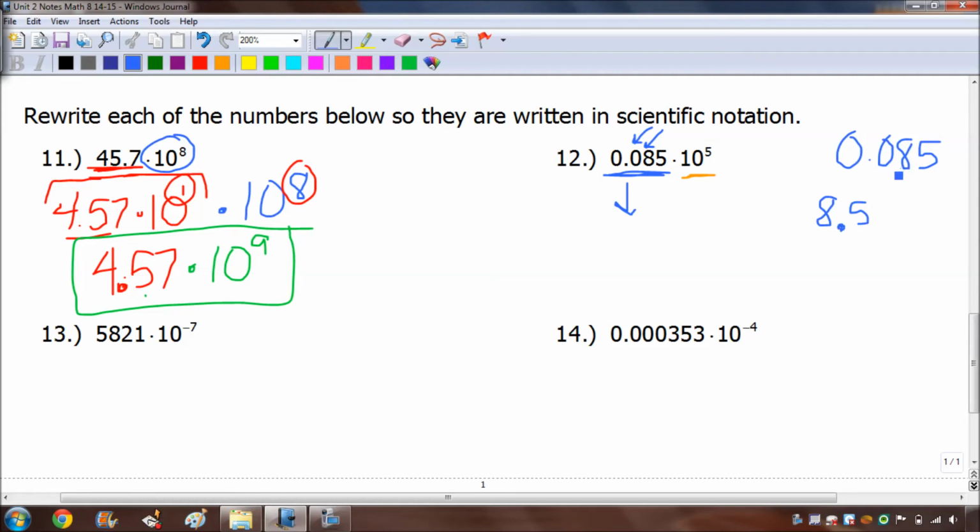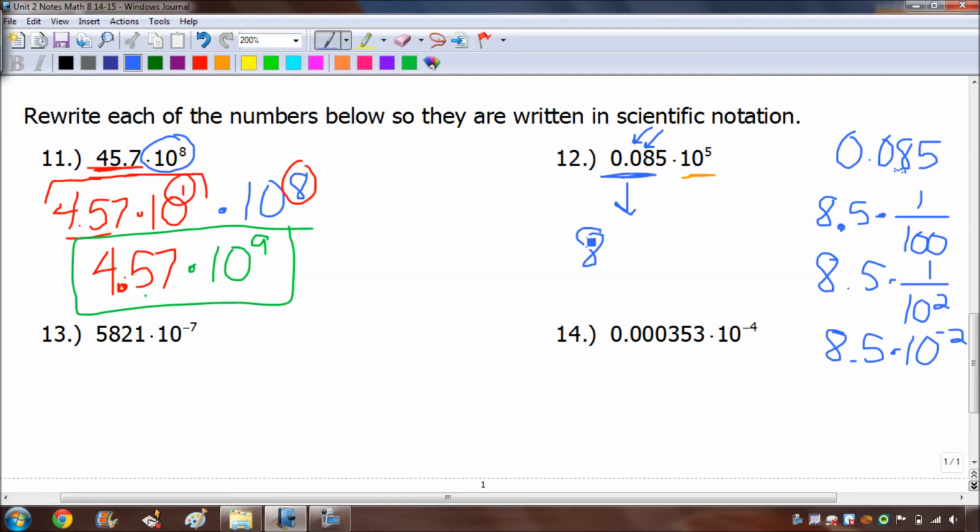Because this is the 100th spot and there's 8 of them. So I've got 8.5 hundredths. Since it's hundredths, it's times 1 over 100, right? So then I end up getting 8.5 times 1 over 100, which is 10 squared. And then remember, you rewrite your number so that your actual number is not a fraction, so that means my exponent has to be negative. So this number, when I rewrite it, becomes 8.5 times 10 to the negative 2nd power.